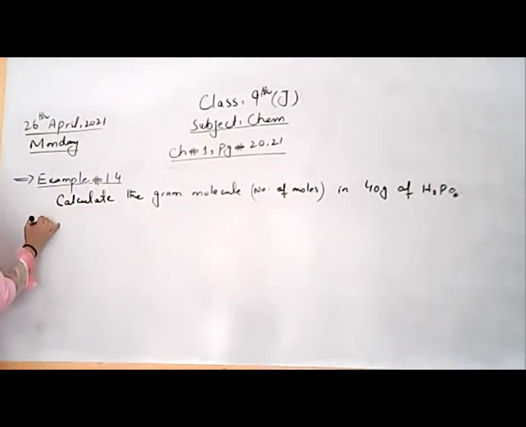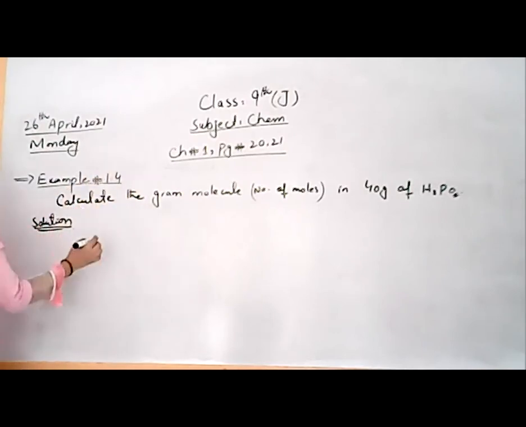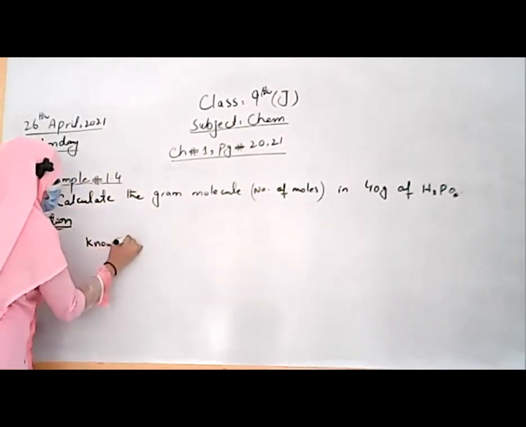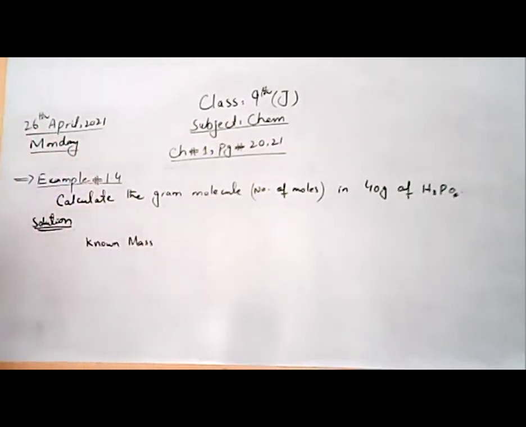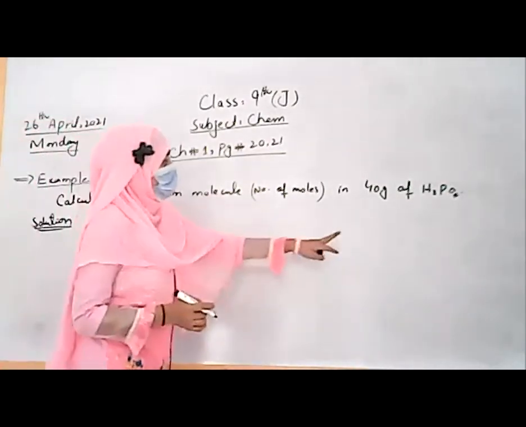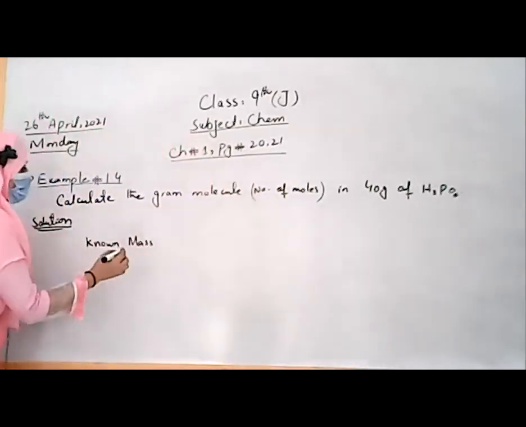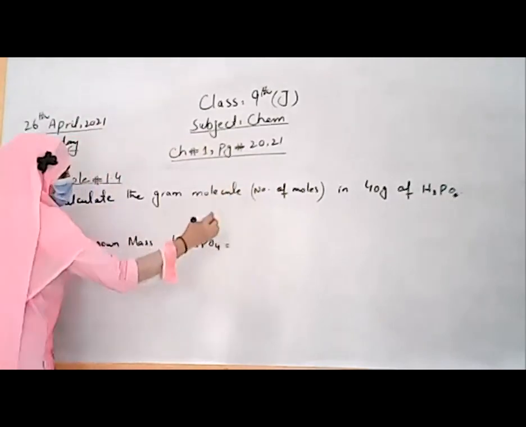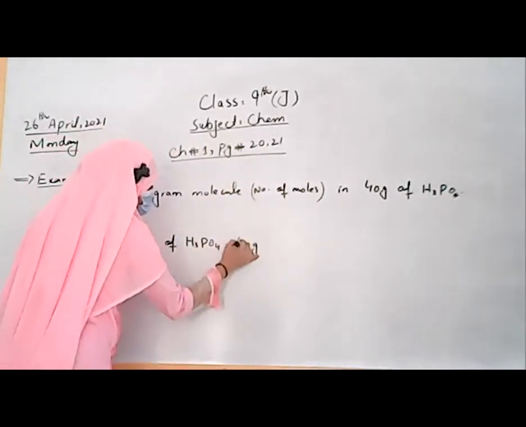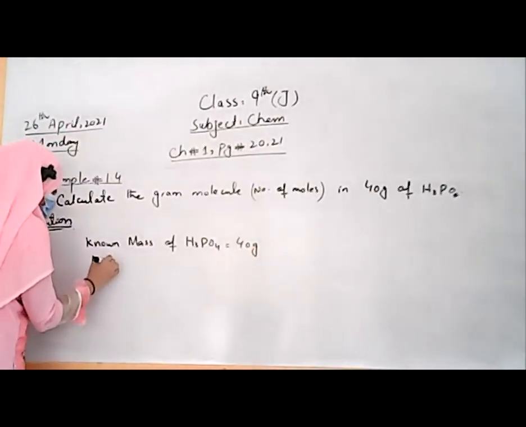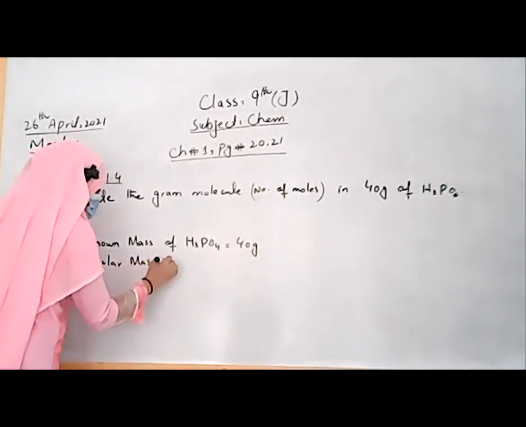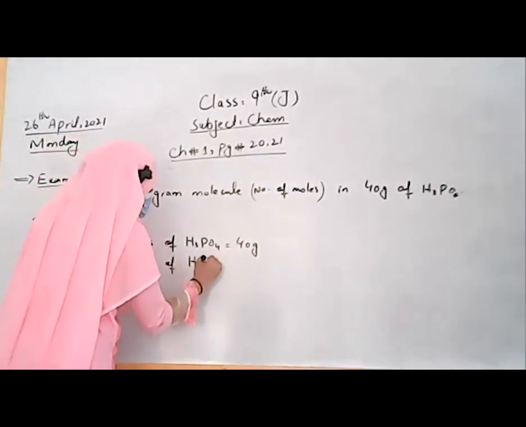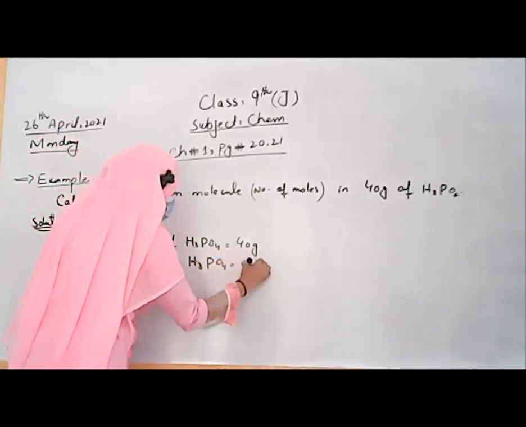Now the solution comes. Firstly, we have to write its data. The given mass of a substance, that is this 40 gram. Given mass of H3PO4 is equal to 40 gram. Molar mass of H3PO4 is equal to 98 gram per mole.